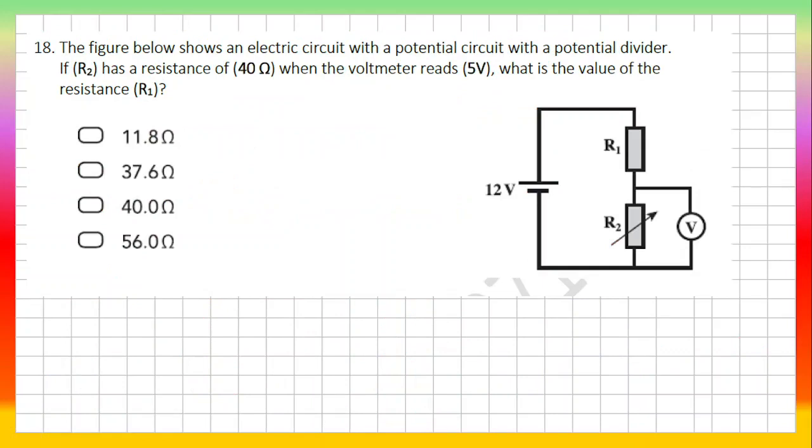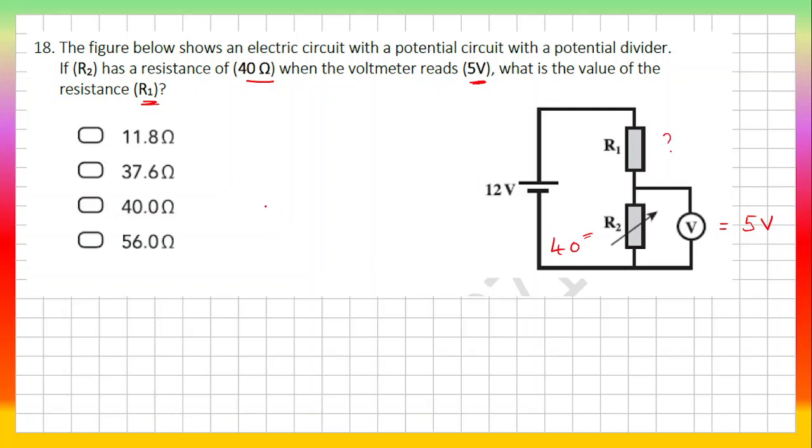Okay, question number 18. The figure below shows an electric circuit with a potential divider. If R2 has a resistance of 40 ohms, when the voltmeter reads 5, what is the value of resistance R1? So they're saying when this voltmeter reads 5 volts, then R2 is 40, and this is what we want.